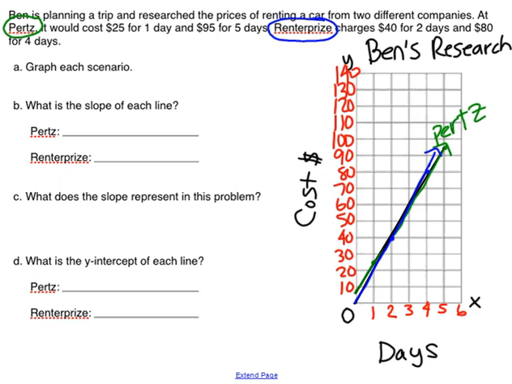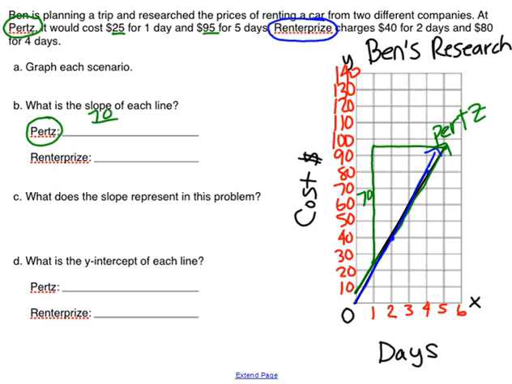Okay, part B, what is the slope of each line? So for Hertz in green, we had the points. If we do rise over run, so this is where we really need to pay attention from the scale. Our rise, we went from 25 up to 95, so that would be a rise of 70.